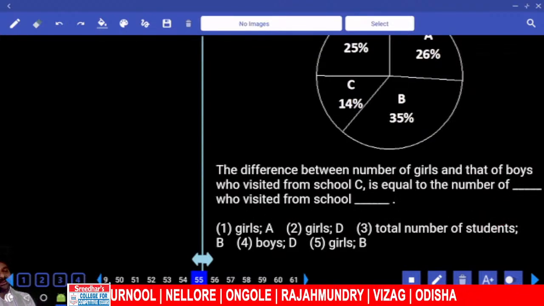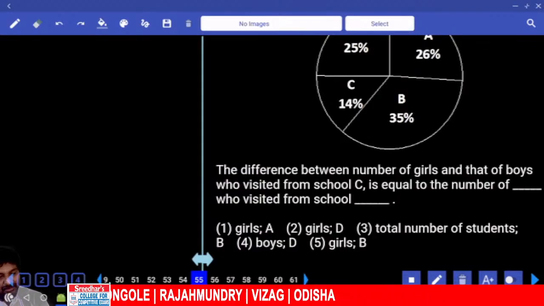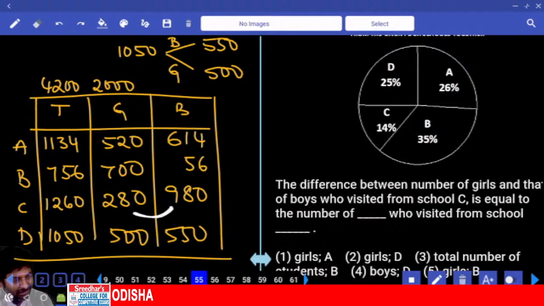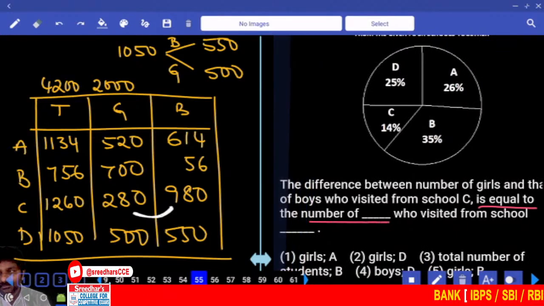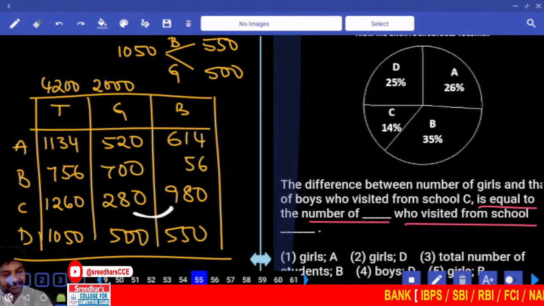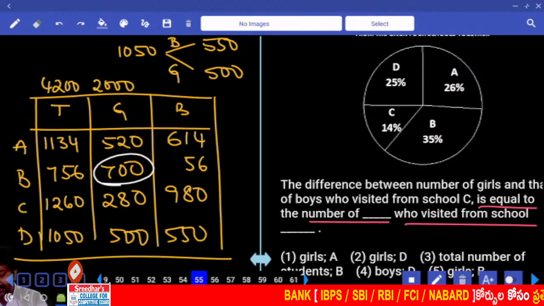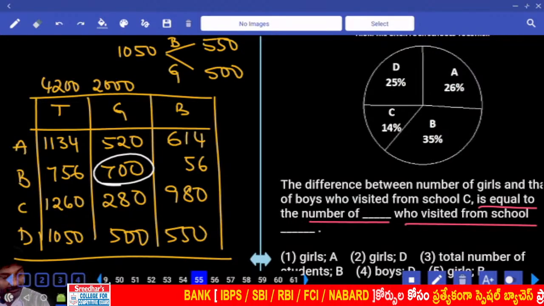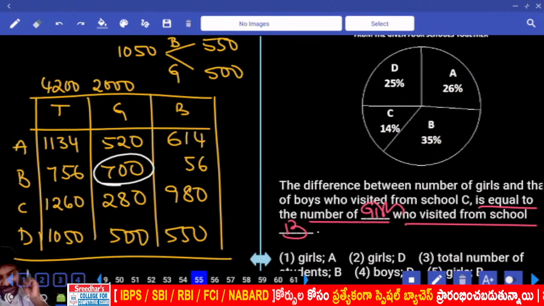The difference between number of girls and number of boys who visited from school C. Difference between boys and girls in school C. Difference between these two. 700 is equal to number of students who visited from school. So you should see 700 in our table. Where is it? Who are 700? So girls from school B is our answer. Fifth option.